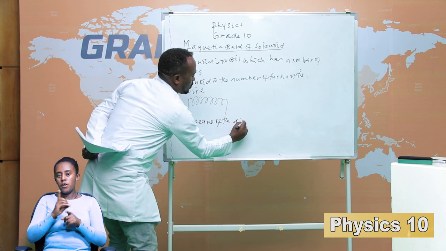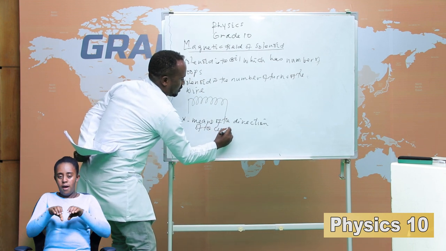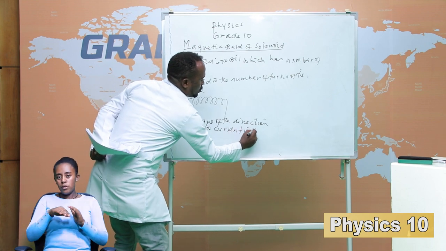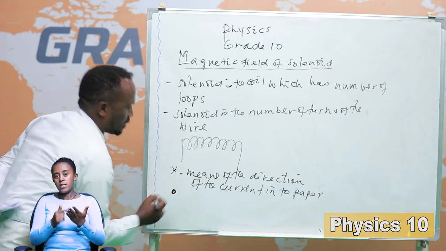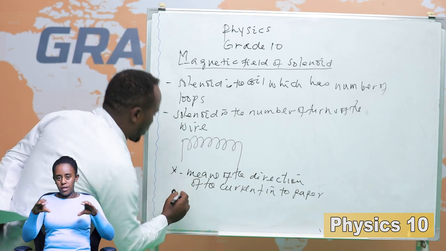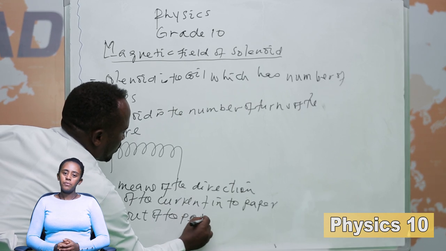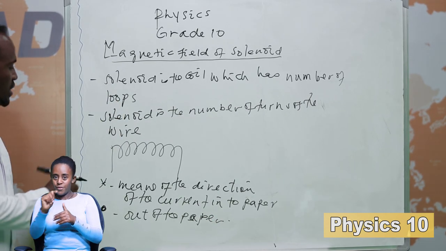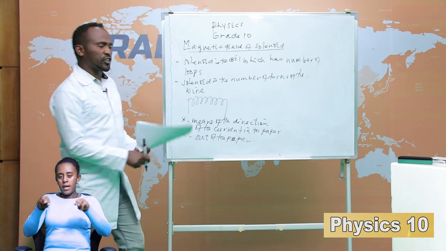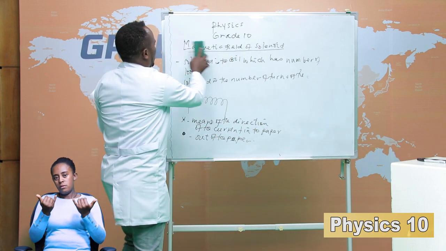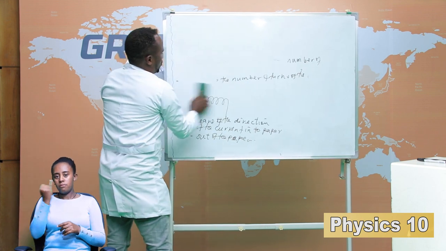This symbol means the direction of the current is into the paper. And this symbol means the direction of the current is out of the paper. So by using these symbols, we can show the direction of the magnetic field by knowing the direction of the current. Now, let us see this direction by drawing the diagram of these loops.